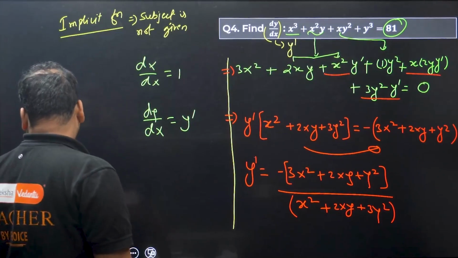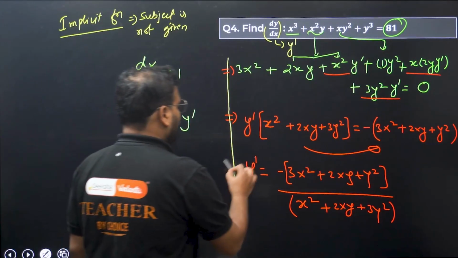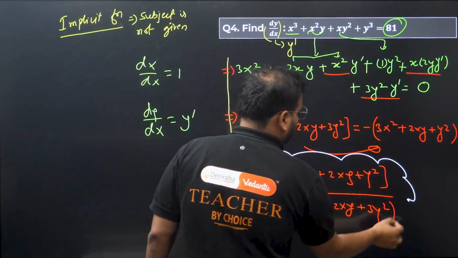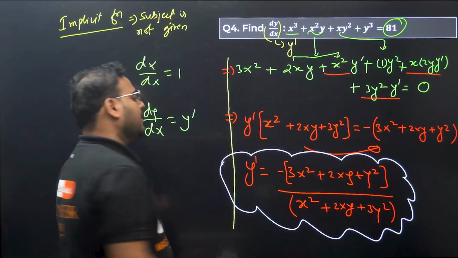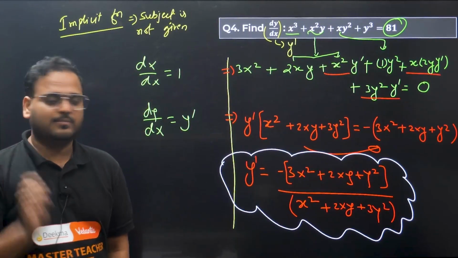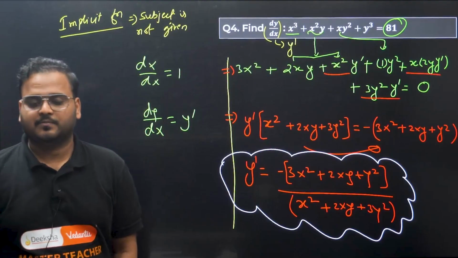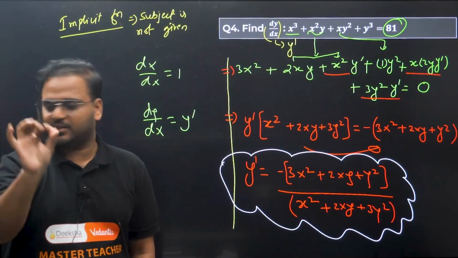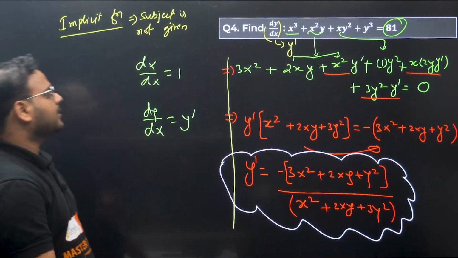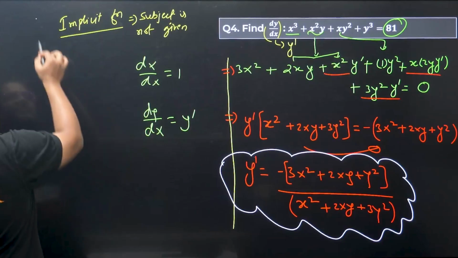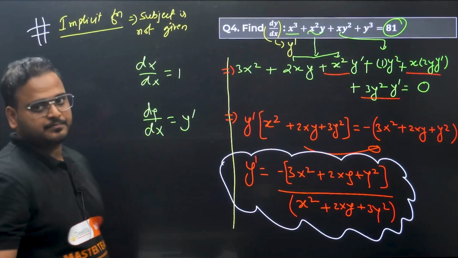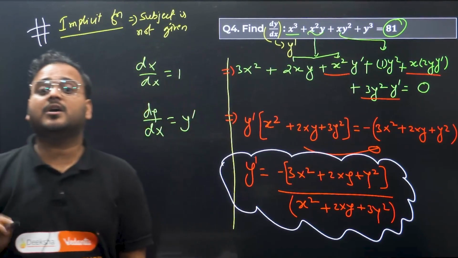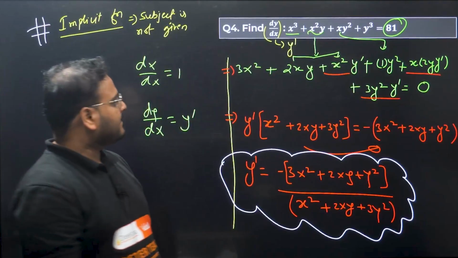Is this all right? Is it acceptable to all of you? All of you understood this question. There are different ways to ask it, but they mean the same thing. Yes, sir, understood. Question number 4 is clear. It is a question on implicit functions, very useful in your boards. Can I move on now?